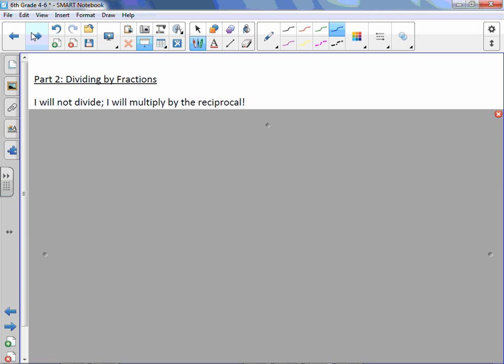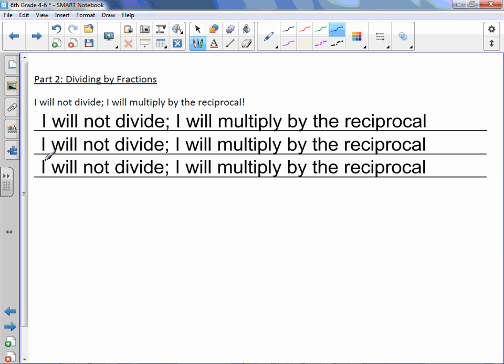We're going to need these reciprocals when we divide by fractions. I will not divide, I will multiply by the reciprocal. That is what you need to know in order to divide fractions. So what I want you to do right now is say this and write this 3 times. I will not divide, I will multiply by the reciprocal.